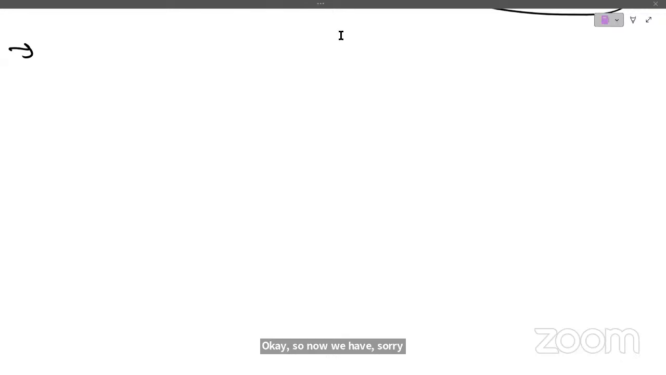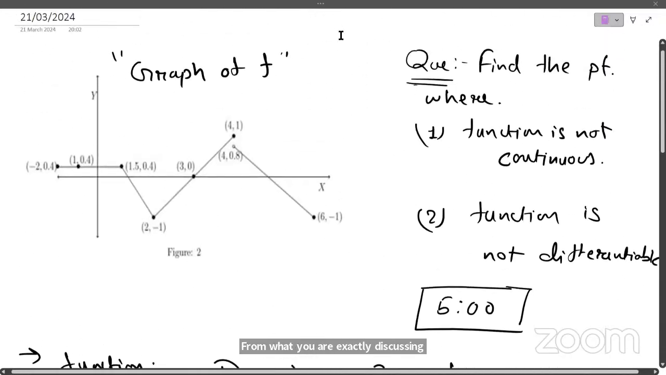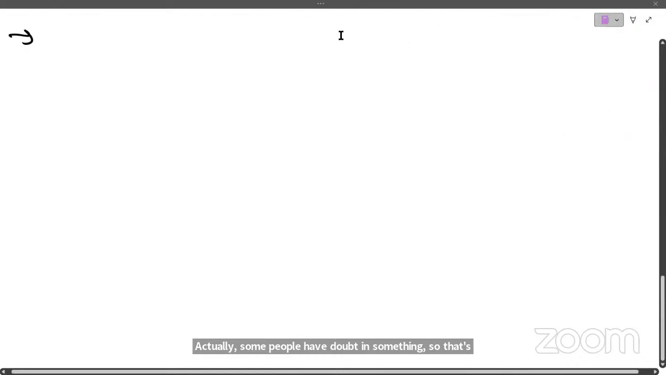Ma'am, what are you exactly discussing? Actually, some people have doubts about something, so that's the only thing we have discussed till yet. But okay, fine, I'll go sequentially so that no one gets confused. So first is composition of function, right?